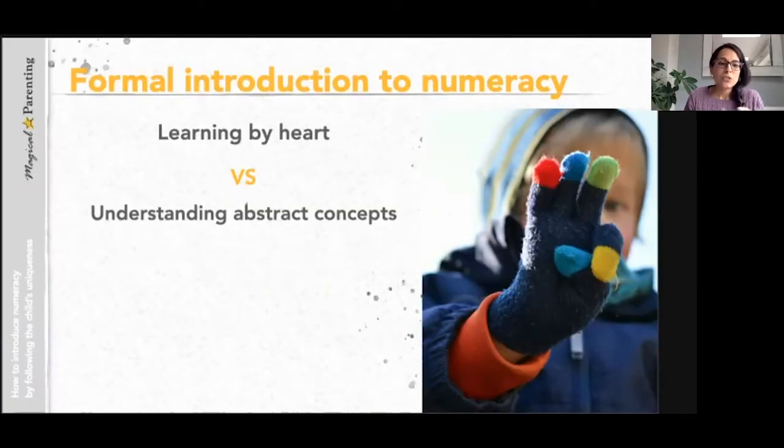In maths, since very early ages, such as 2 years old, even earlier, children can certainly learn the sequence of numbers. So they know from 1 to 10, sometimes even 1 to 20. But this is just learning by heart. They don't really understand what it means. They know there are 2, they know there are 3, but they don't really understand what 2 or 3 means.